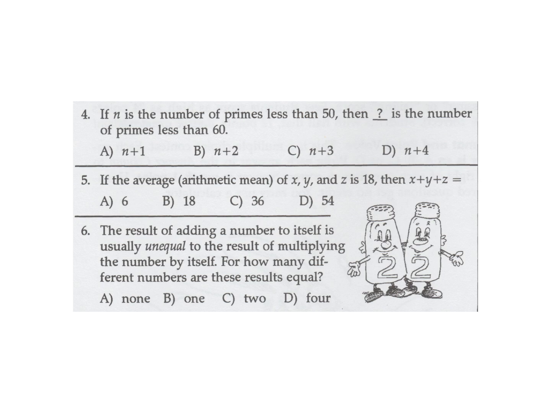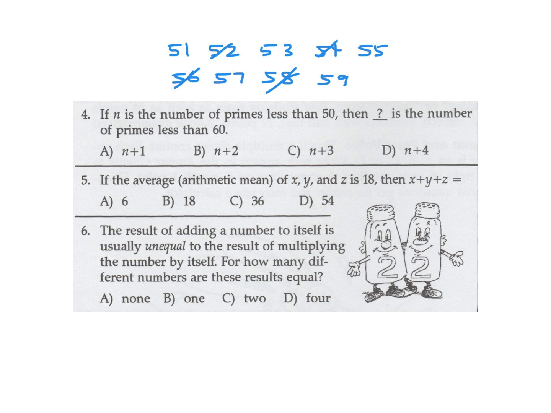If n is the number of primes less than 50, then question mark is the number of primes less than 60. So all we really need to do is count the number of primes from 51 to 59 and then add it to n. So that's all we're going to do. So let's see here, which one of these are prime? Well, one thing is for sure, all the even ones you can cross out, because those are not primes, they're divisible by 2.